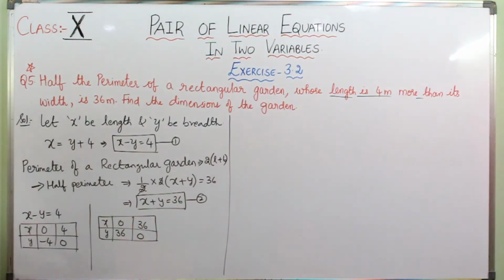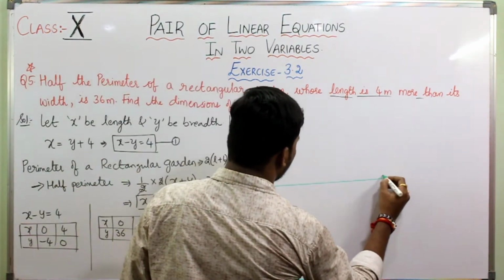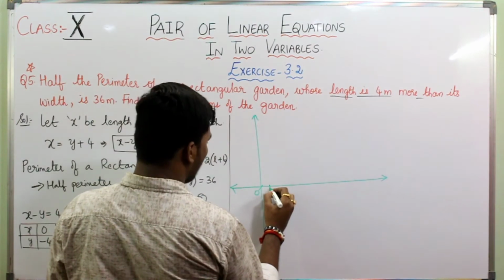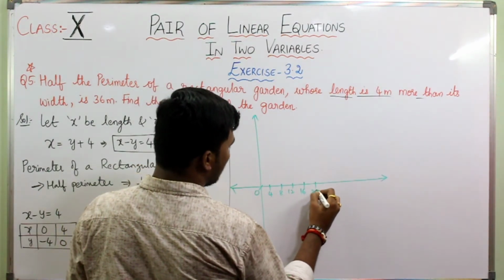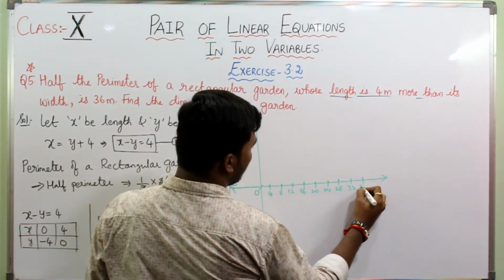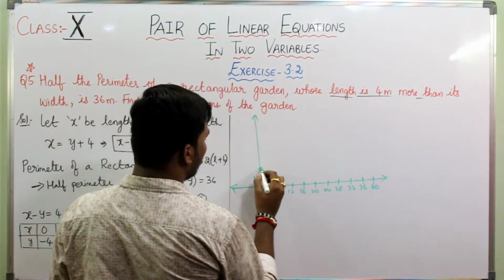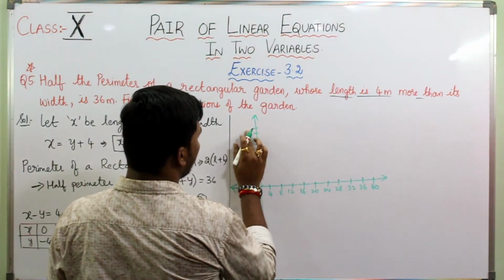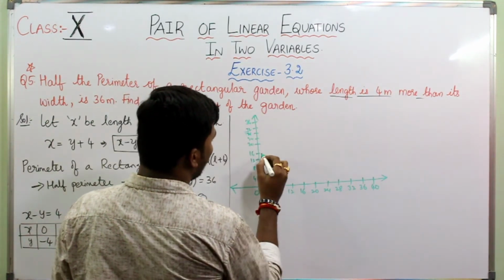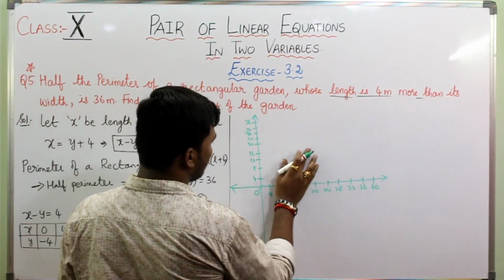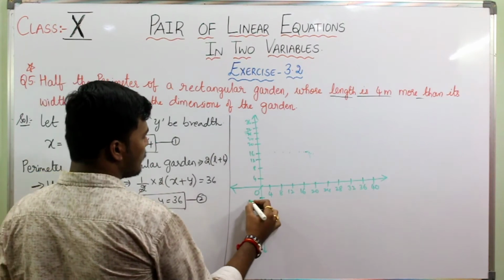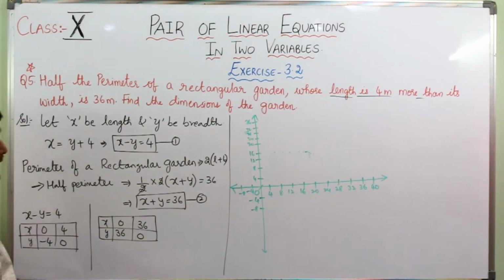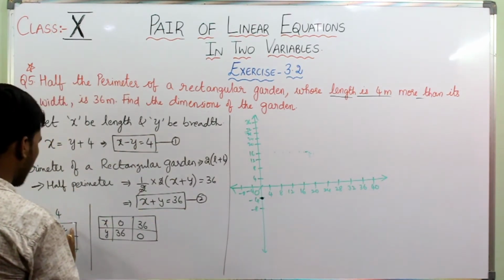Now let us see the graphical representation of this for finding the solution. For that, let us mark a Cartesian plane. I am taking 4 units: 4, 8, 12, 16, 20, 24, 28, 32, 36 and 40. On the y-axis, minus 4, minus 8. So the first value is x is 0, y is minus 4, and the second one is x is 4 and y is 0.